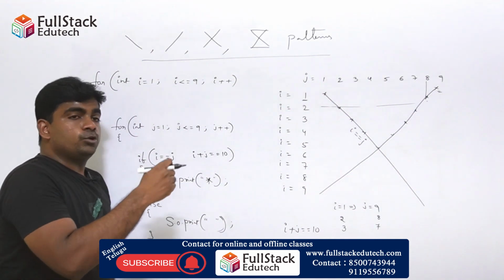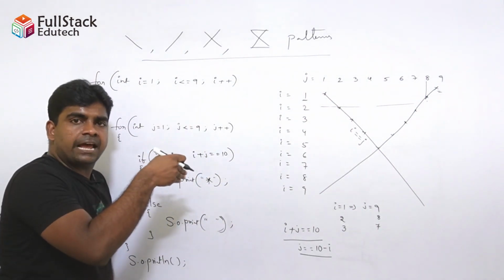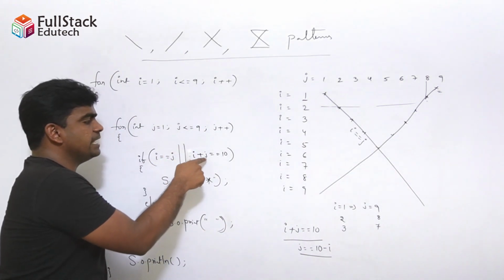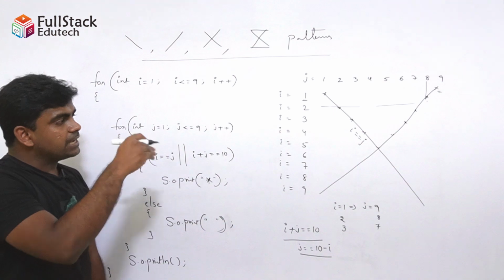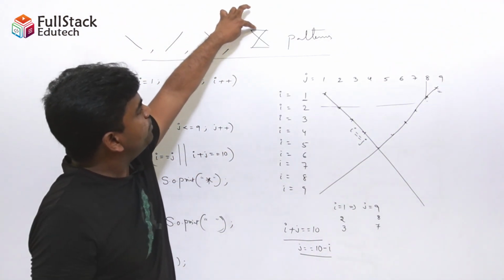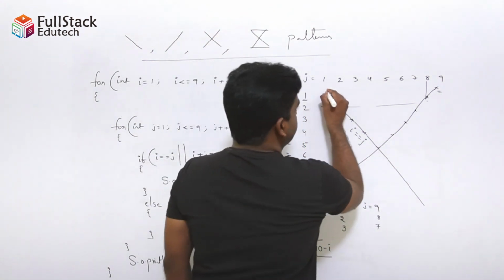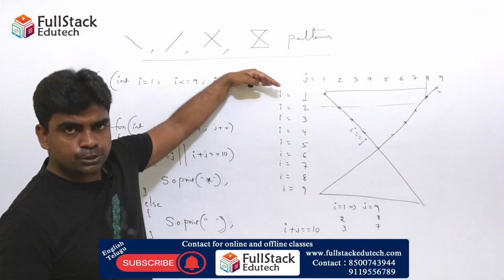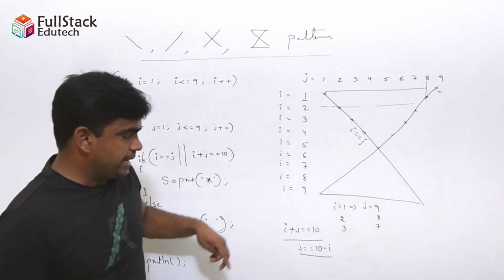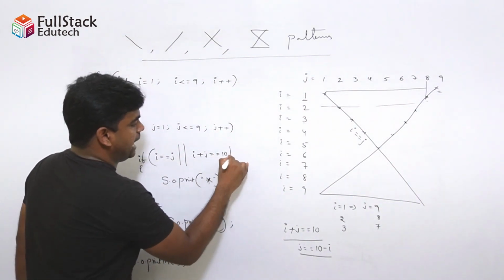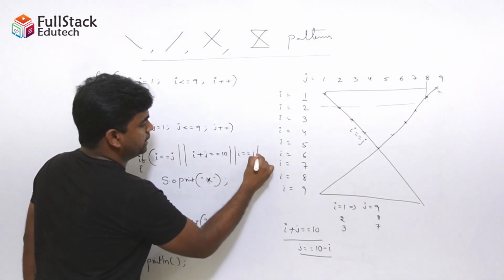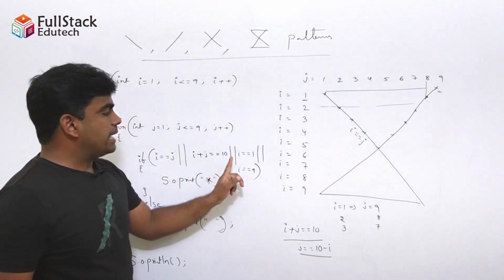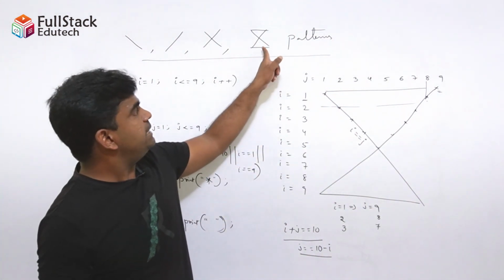Now, I just want to print the cross. Both slashes I want to print, either i equals j or i plus j equals 10. Then the cross will print. Now suppose you want to print this pattern, simple, we need to add two more conditions. This we have already discussed, when i equals 1 and i equals 9. So according to this, simply add i equals 1 or i equals 9. For this, all 4 conditions we apply. Then it will be displayed.